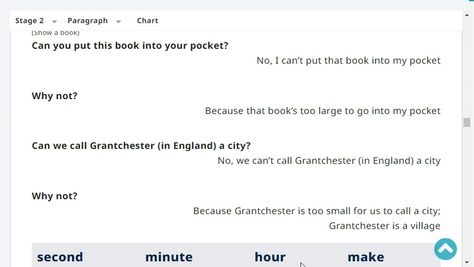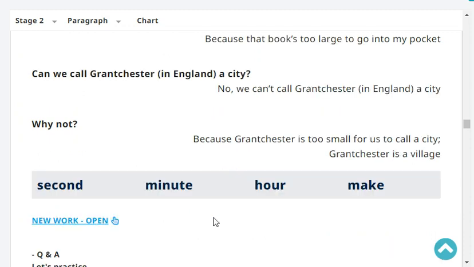Rochester a city? Why not? Because Rochester is too small for us to call a city. Grantchester is a village. Rochester is a village. Very good.